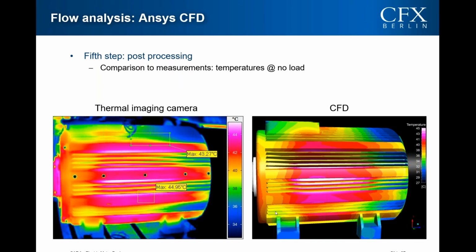In this project, we had the luck that measurement data was available. So we were able to validate our simulations. Here we can see a comparison of the thermal image of the machine casing at no load. It shows good agreement with our CFD results. Only the bearing on the left side here, it is a little bit too hot in our simulation. So I think the friction we estimated there was just too high.